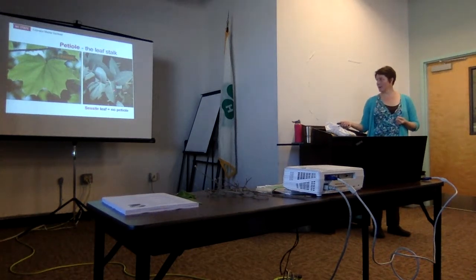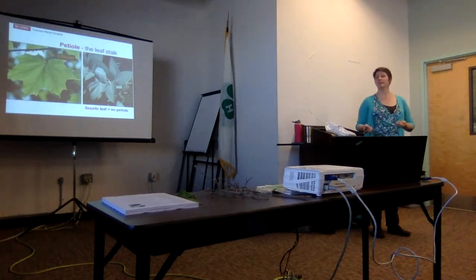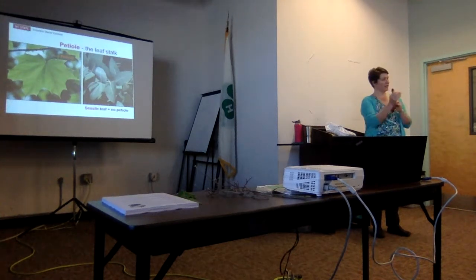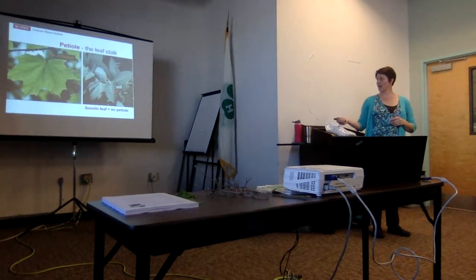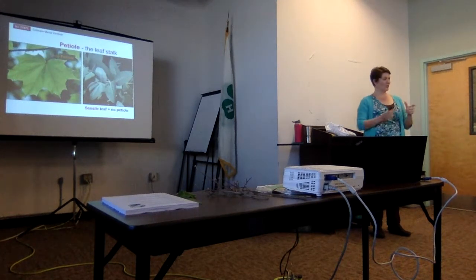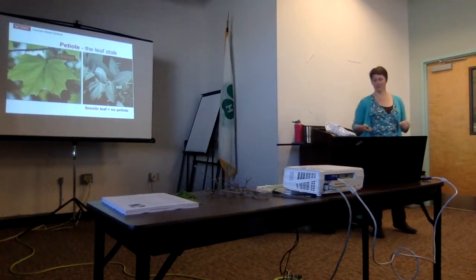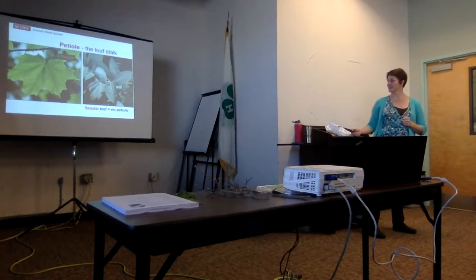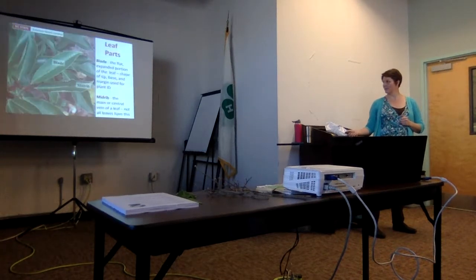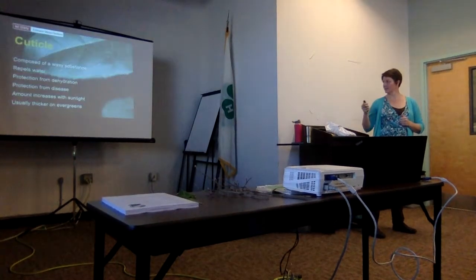And some plants have no petiole. They're called sessile. And they tend to look kind of strange because the leaves are attached directly to the stem. So this is a juvenile eucalyptus, which, you think about eucalyptus, they're sessile, they have no petioles. The leaves go right onto the stems.